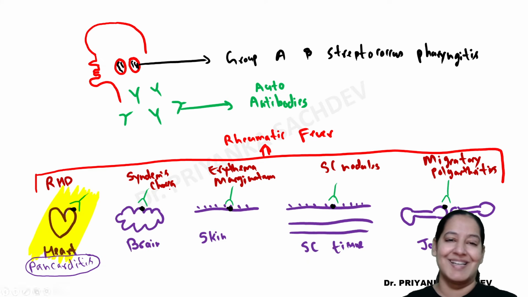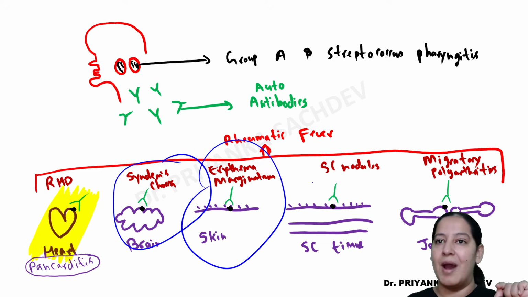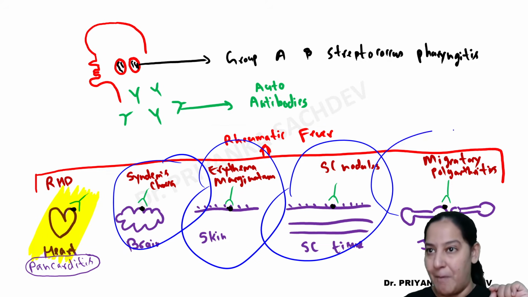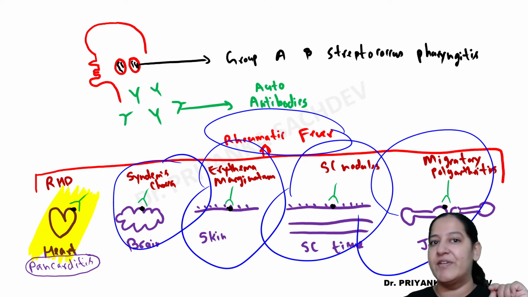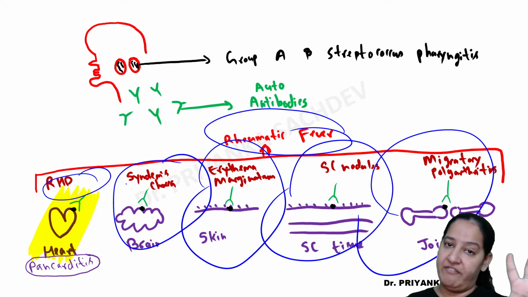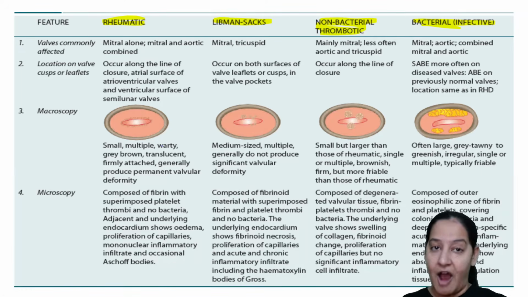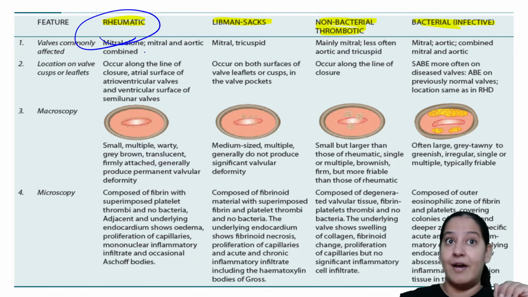Now what about the others? If you want to learn about Sydenham's chorea, erythema marginatum, subcutaneous nodules, and migratory polyarthritis, then rheumatic fever is complete. Still, rheumatic fever is incomplete. I have taught you only one among the 5 Jones criteria. So if you want to learn all 4, and after rheumatic fever, this is one of the endocarditis.